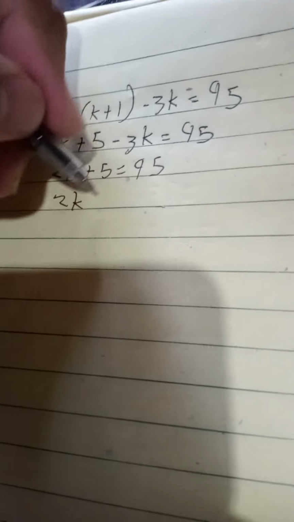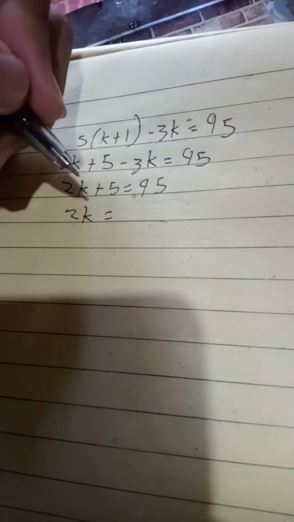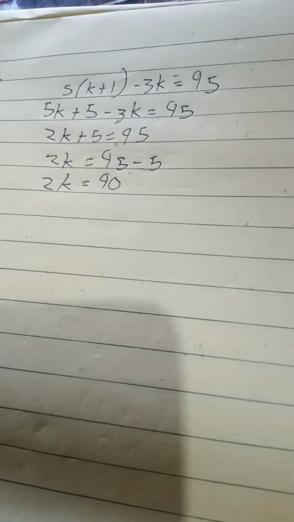Then calculate. 2k equals 45 minus 5. Then divide both sides. So it will be 2k equals 40. Okay. Then our final answer here is k. Our final answer here is k equals 20.